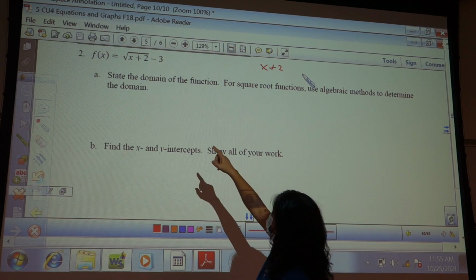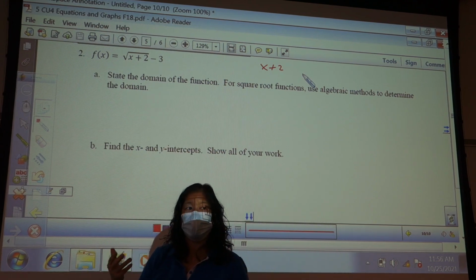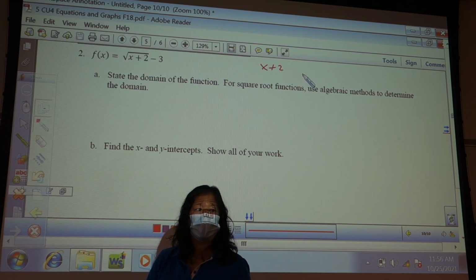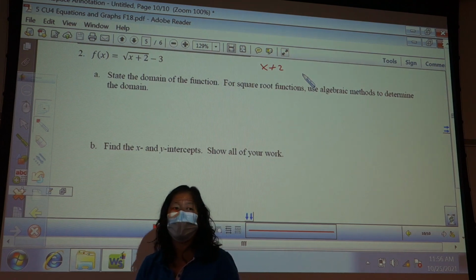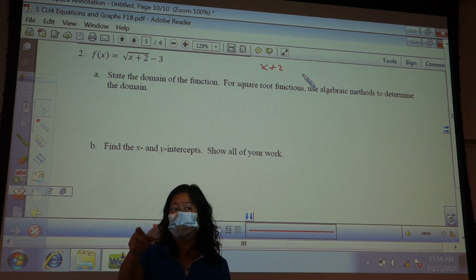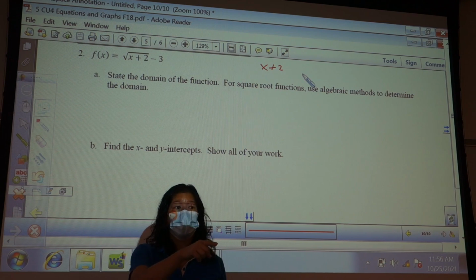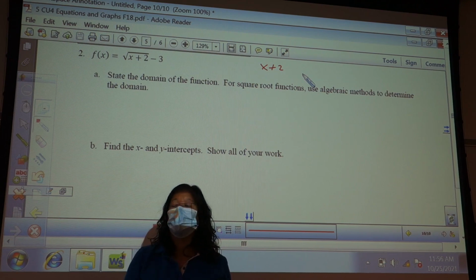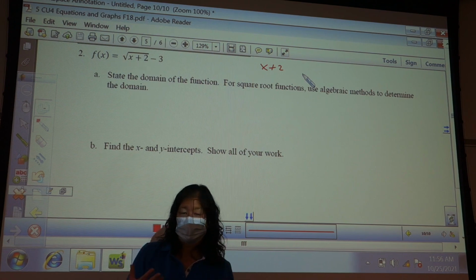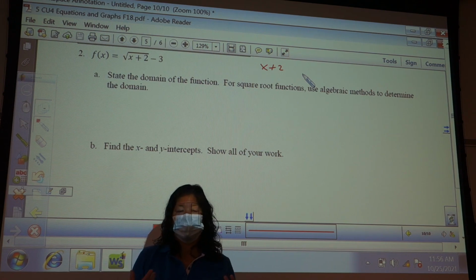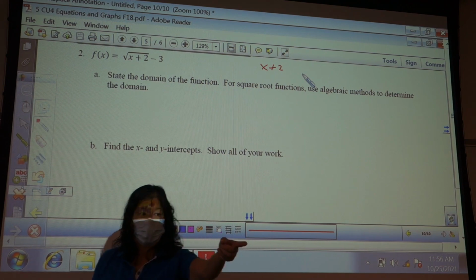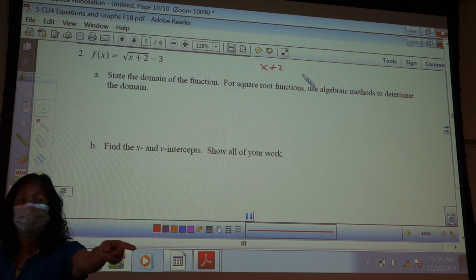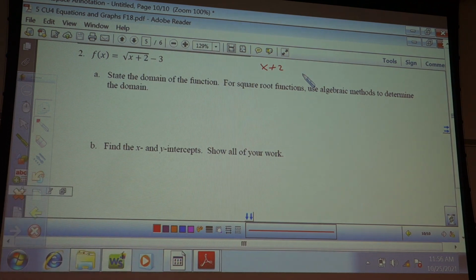which means that what's inside can never, ever, ever be negative. If it can't be negative, it has to be positive or 0. So whatever's inside has to be positive or equal to 0. How do we write that? Greater than or equal to 0.